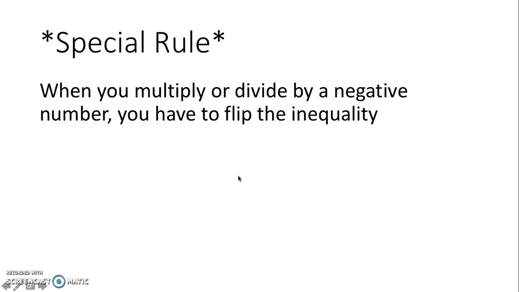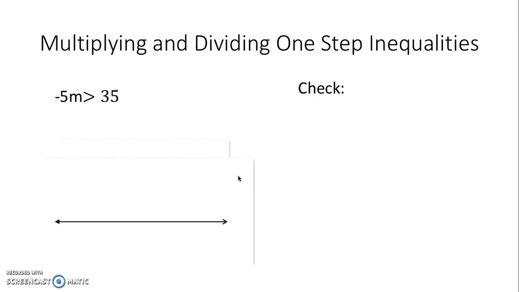Alright, so here's our special rule when we're working with inequalities. The special rule is when you multiply or divide by a negative number, you have to flip the inequality. This is a part that I think takes a second to remember, so please, please, please go slow when you are multiplying or dividing, just to be sure that you are catching this. So here we go, let's look at an example.